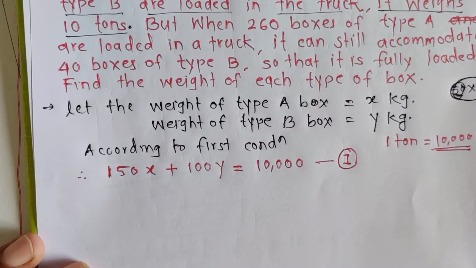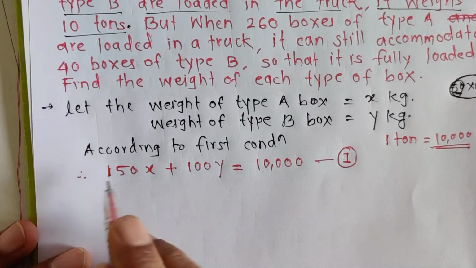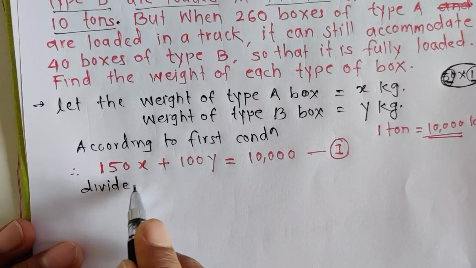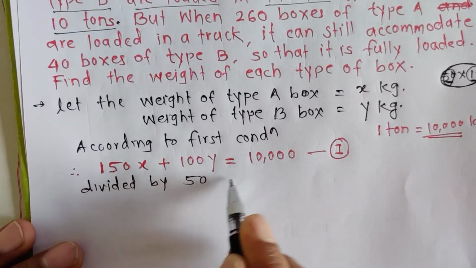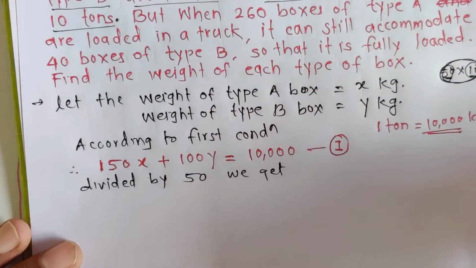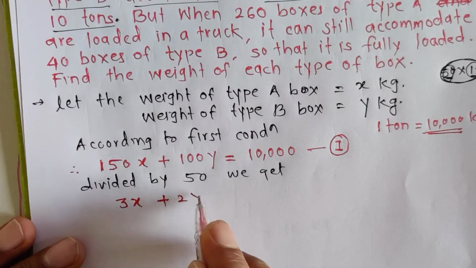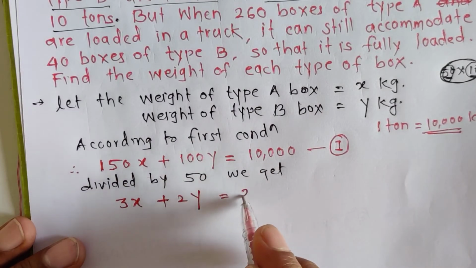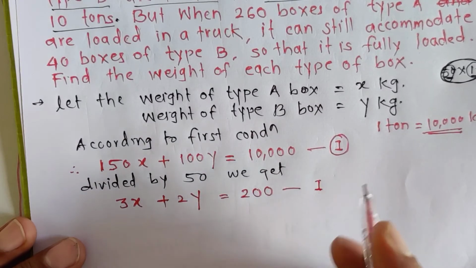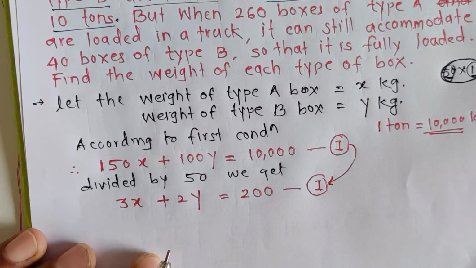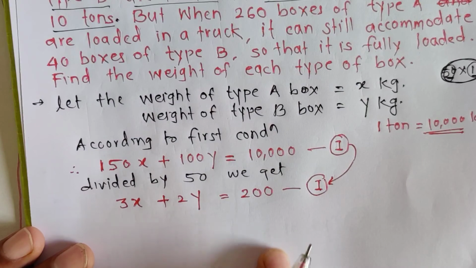Here we can divide by 10. So here divide by 50 directly. If we divide by 50 we get, 50 3s are 150, that is 3x, plus 50 2s are 100y, and 50 4s are 200. So this is our equation number 1. We convert this equation into this one.